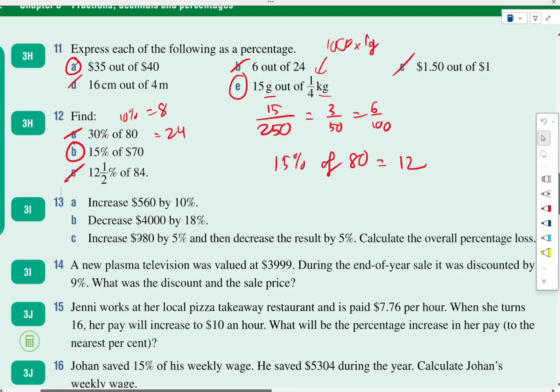Yep. Now, how do we increase this by 10%? Tell me the idea. You find 10%, or you can times by 1.1. Correct. Or what's another way? You find 10% and you add it. Yep. Which one is easier? The second one. Yeah.